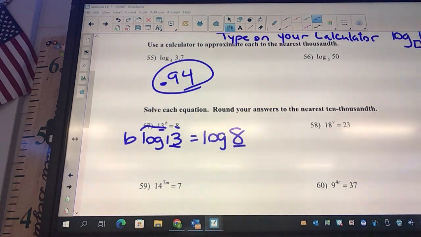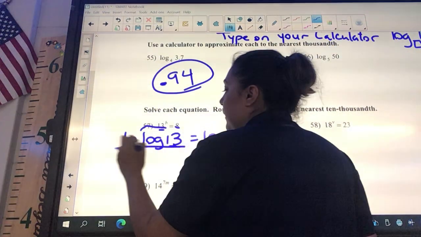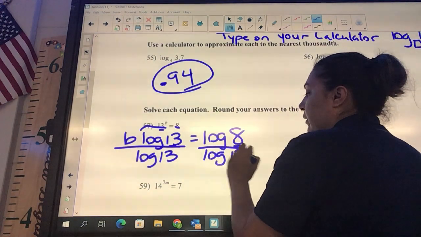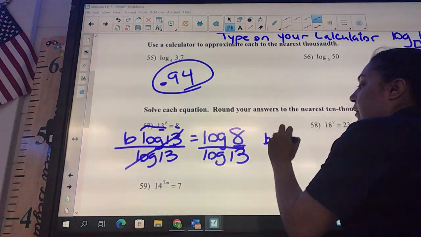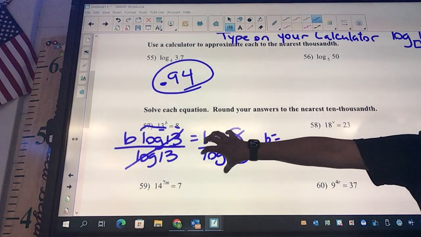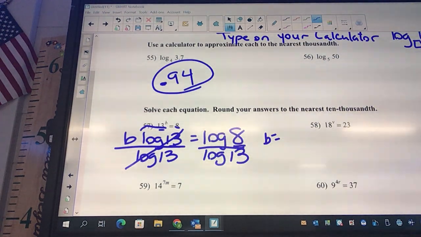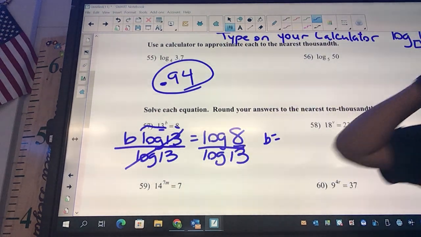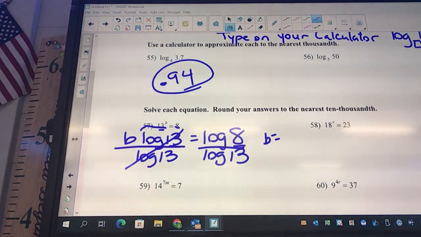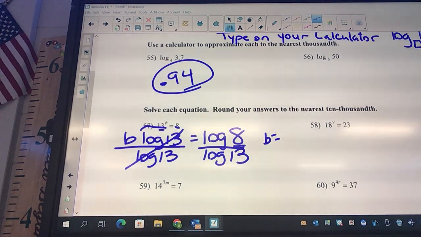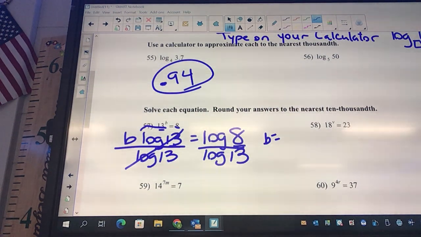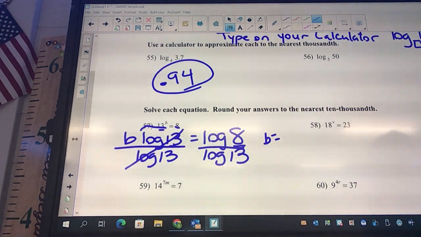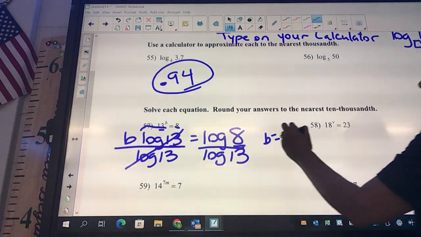Okay, and then to finish and solve, you're going to divide by log of 13. Okay, and now on your calculator, you're going to hit the fraction button. You're going to say log of 8 divided by log of 13. And that's where you'll use that button you were using before. Okay, I see what you're talking about now. I've got 0.81. 0.81, good.